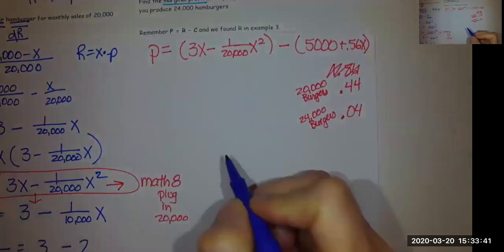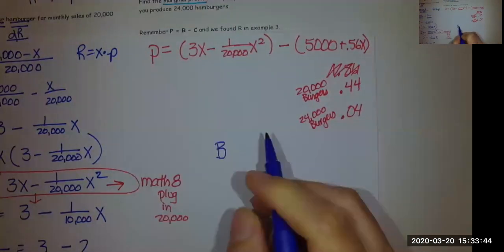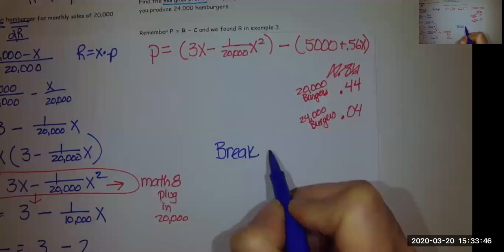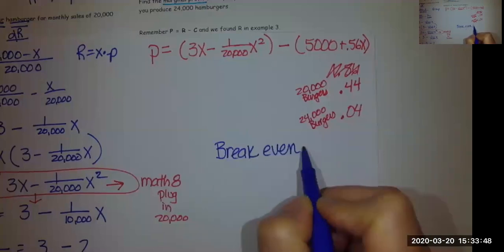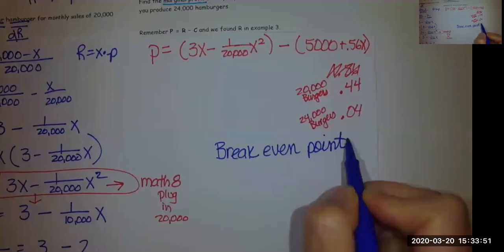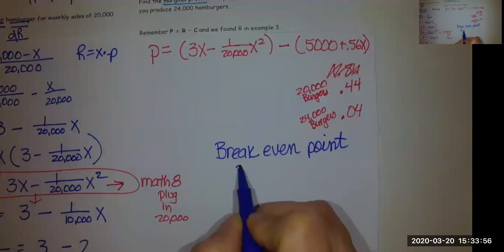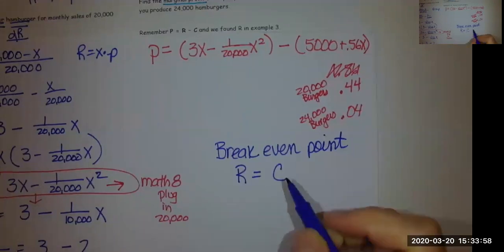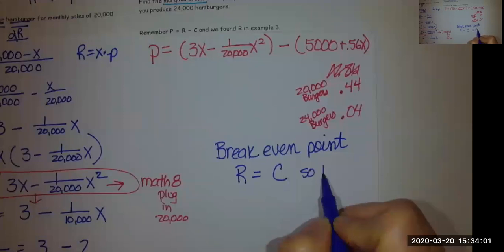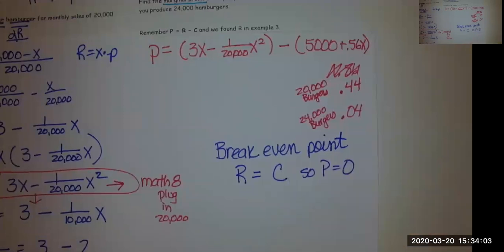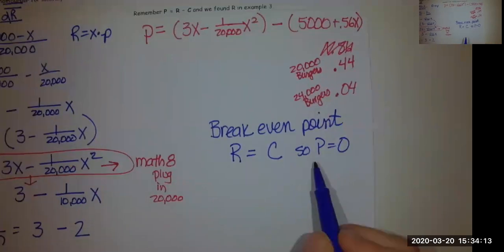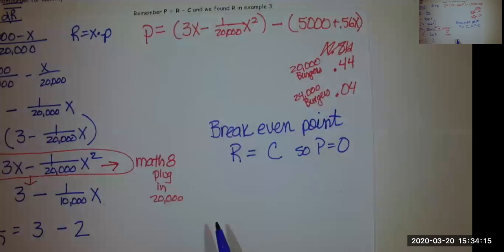I want to look at one more little thing with you. Where is the break even? In a break even point, right, your revenue equals the cost, right? So P equals 0. In other words, if you're breaking even, you don't have any profit. So the money coming in equals exactly what it costs you to do it. So we can set P equal to 0. So that's simply this right here.